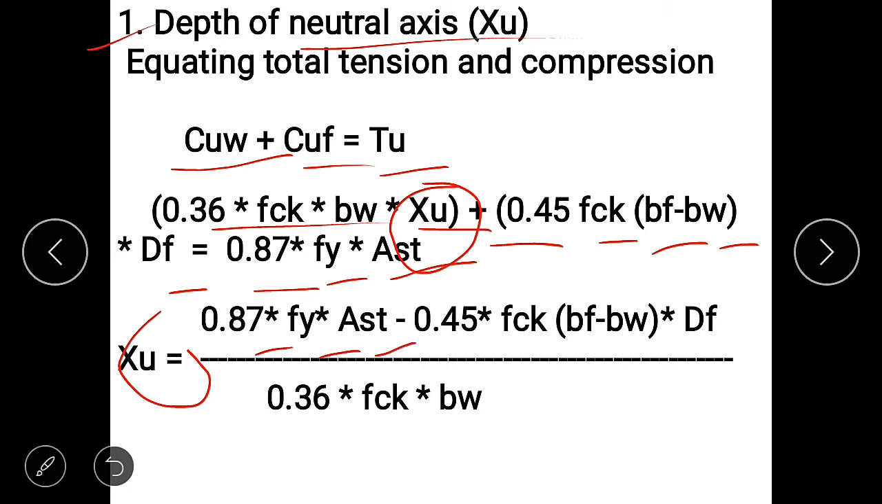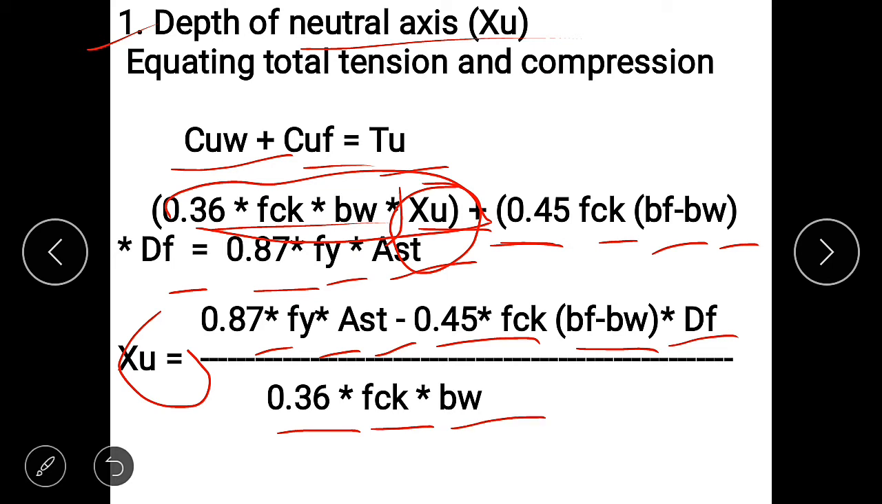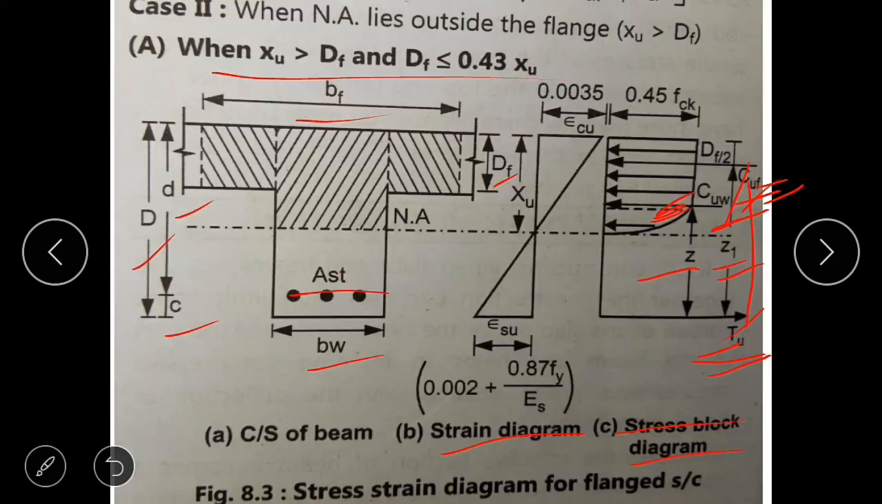Take 0.87 fy into Ast, minus 0.45 into fck into (bf minus bw) into Df, and divide this by 0.36 fck into bw. So by using this formula you can calculate xu, the depth of neutral axis. It is the second case: when xu is greater than Df and Df is smaller than 0.43 xu, in this case you can use this formula.